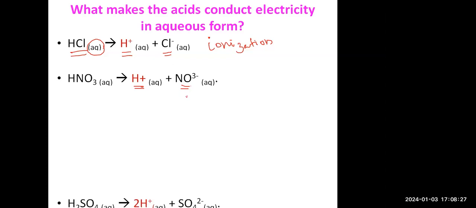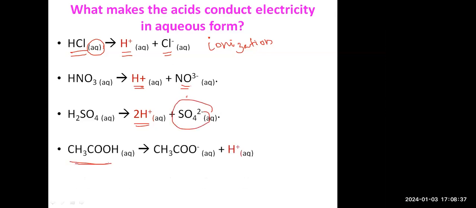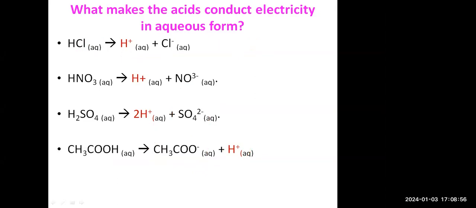If we take the example of one more acid, sulfuric acid, the same thing happens: H plus ions and sulfate ions. And the same is with acetic acid, the weak acid. It splits into acetate ions and hydrogen ions. So everywhere you can see, when acids are taken in the aqueous form, they produce H plus ions. And these ions are responsible for the conduction of electricity.